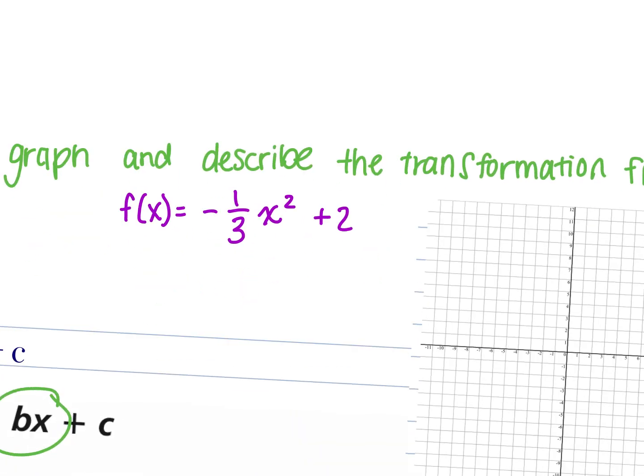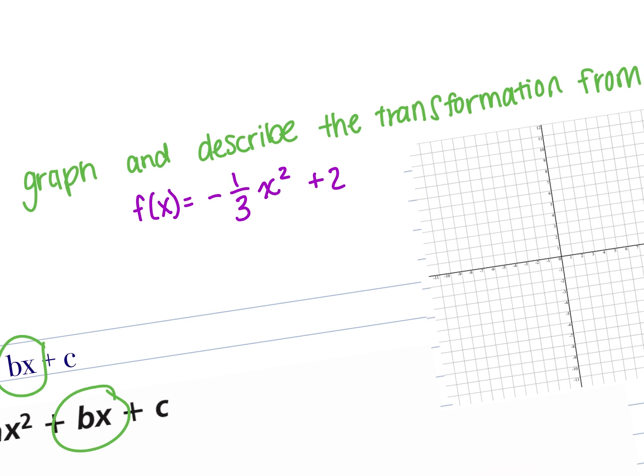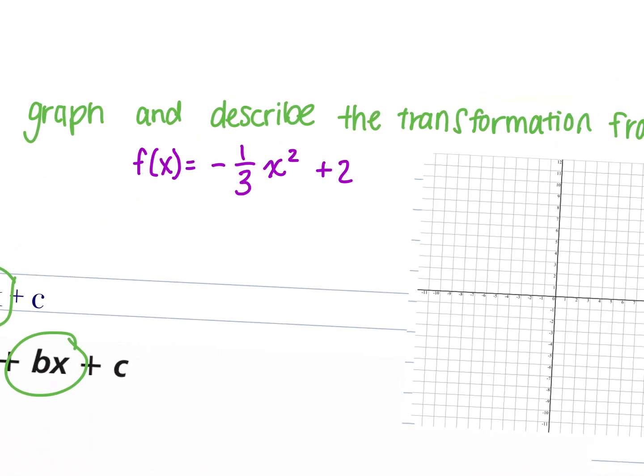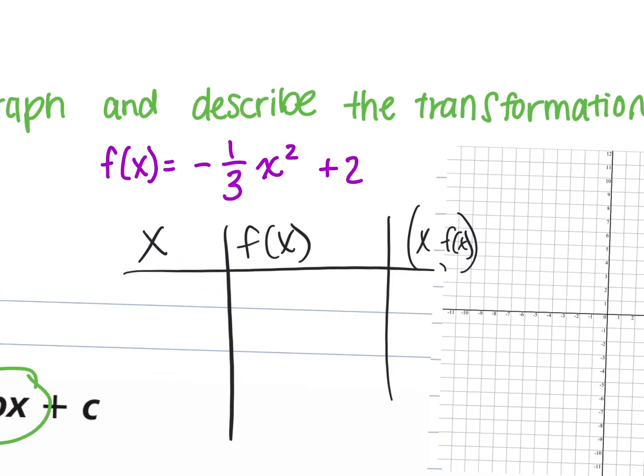So our first section of the chart, wow, what's happening? Hold on. There we go. Our first section of the chart is going to be my x values. Then I'm going to have my f of x values. And then I'm going to put them in as a coordinate, x comma f of x.